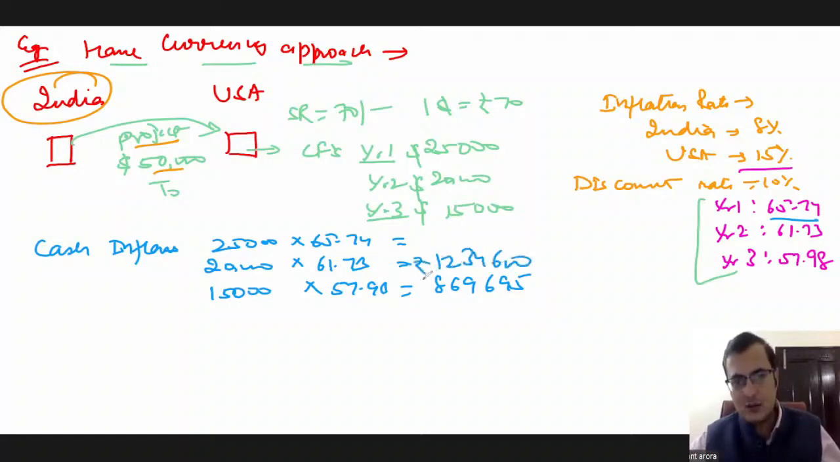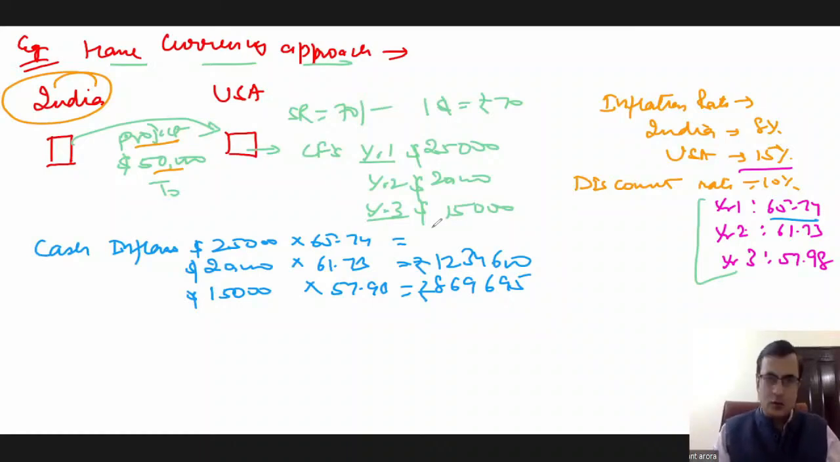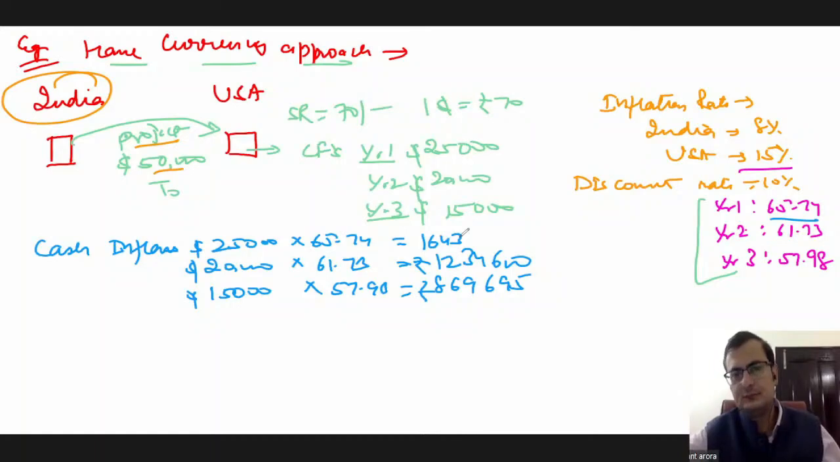12,34,600. These are all in INR, and these were all in dollars. With the help of the inflation rates using purchasing power parity, we have already calculated. 25,000 into 65.74 is 16,435. So it becomes easy to calculate. Now the cash outflow also, I can write in INR.